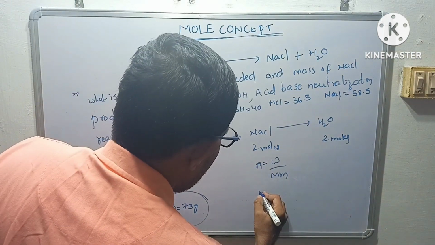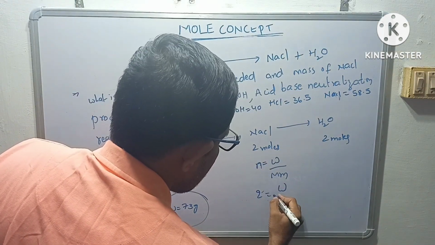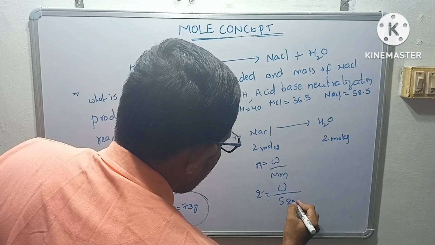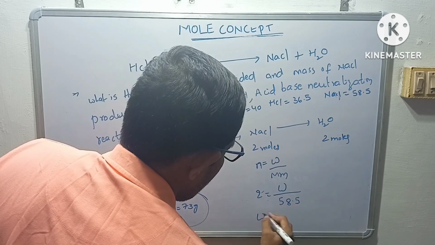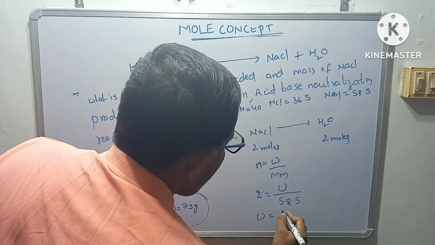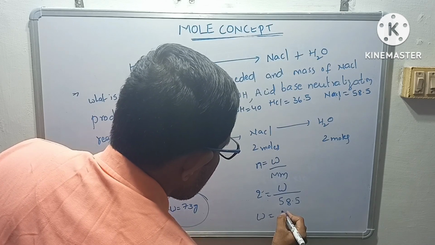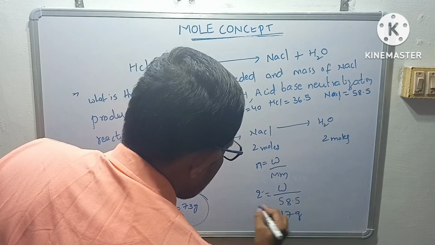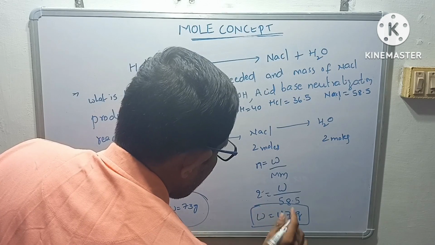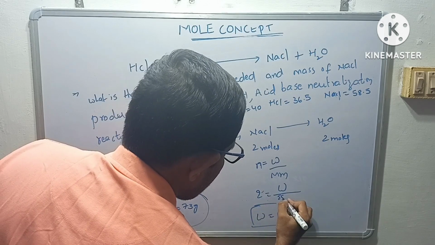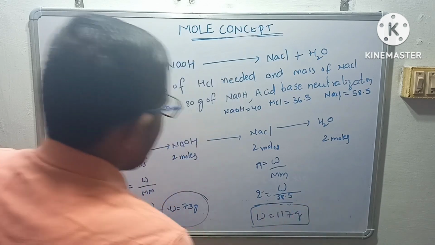Here we will calculate n equal to 2 moles. Weight of the NaCl we need. The molar mass of NaCl is 58.5. If you calculate, 117 grams is coming. I repeat how to solve.